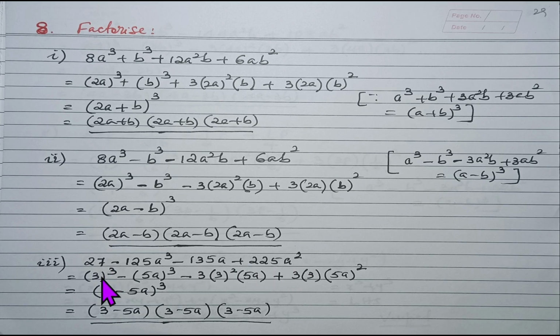The first term is a cube term, that is 3 cube. The second term is also a cube term, that is (5a) cube, and the third term is 3a square b, and the fourth term is 3ab square. Therefore we can use the identity (a minus b) whole raised to cube. Here a is 3 and b is 5a, and therefore it is (3 minus 5a) whole raised to cube, and that is 3 minus 5a, 3 minus 5a, and 3 minus 5a, the three factors of the given polynomial.